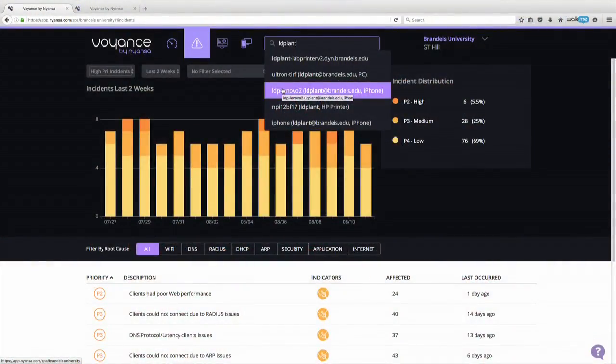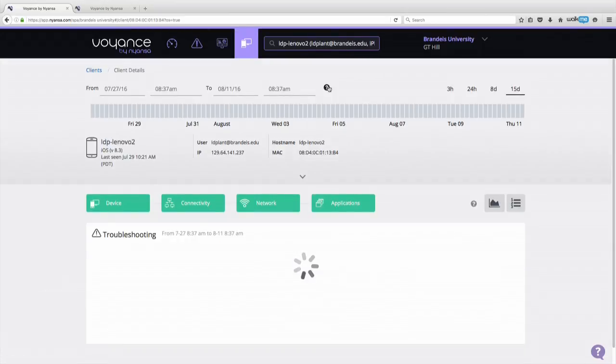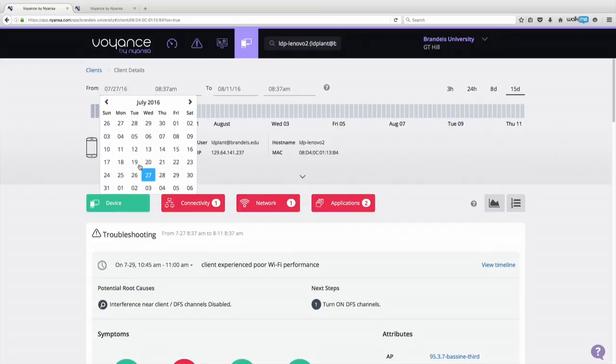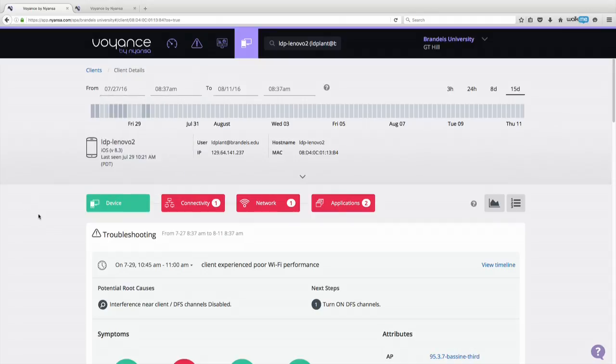So I'm typing in a username called LD Plant. I know this particular device, so I'm going to look at this. I'm looking at the last 15 days. Number one of the problems to consider is, have you ever had someone say, hey, I had a problem 5 days ago? I was in the lunchroom, I had a problem 5 days ago. You can search by user, so I can set the date and time of whatever they told me they had their issue, and I will see only what they did during that time. I will see only those transactions.